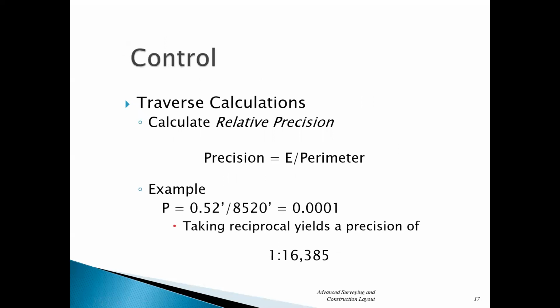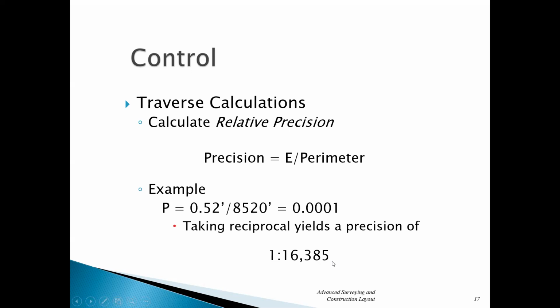So your precision is expressed as 1 unit of error in so many units of distance traveled. So essentially, you take your linear misclosure, your E, and divide it by the perimeter. And if you do that, you get a really small number. You just basically take the reciprocal of that. What we get then is, this is really saying that you have a half a foot of error in 8,520 feet. But we like to express that in terms of 1 unit of error. So this says that we have 1 in 16,385. And a lot of people would just round that to 16,400.